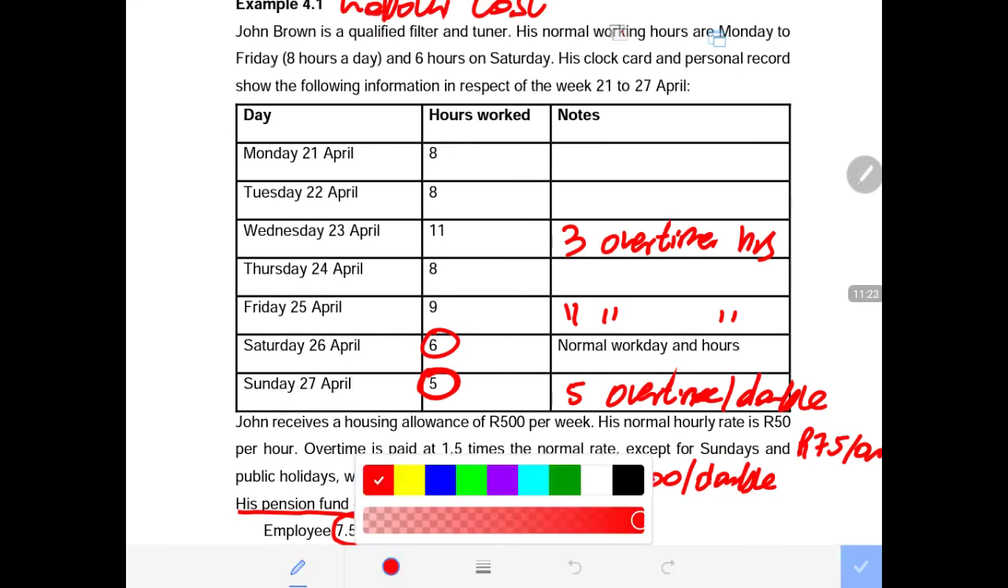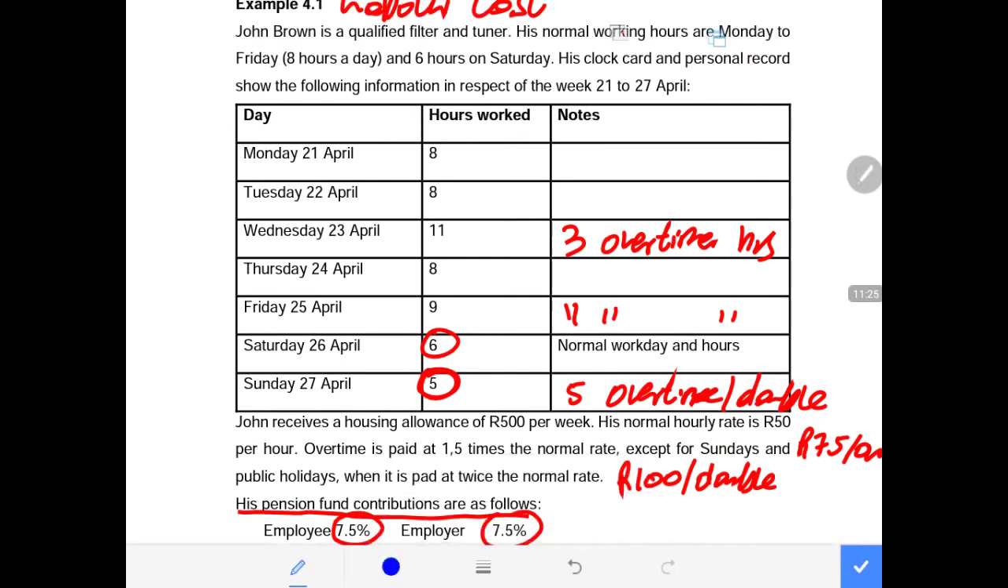I will not be showing the calculation separately. I'll just do everything here. We know that the basic hours are 8 hours, and the 3 hours is overtime. On Friday, 8 hours, of which 1 hour is public holiday. I'm focusing only on the normal hours.